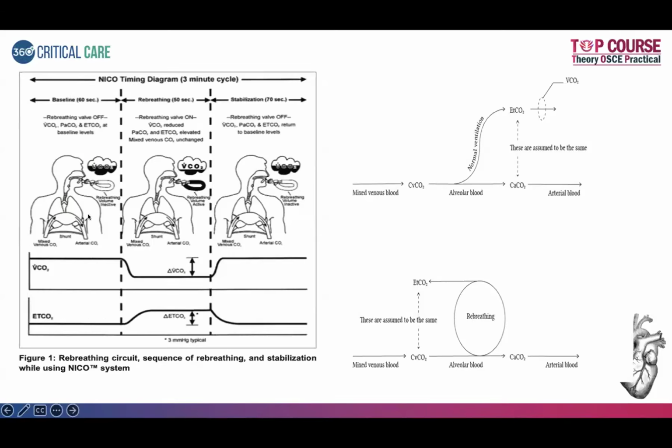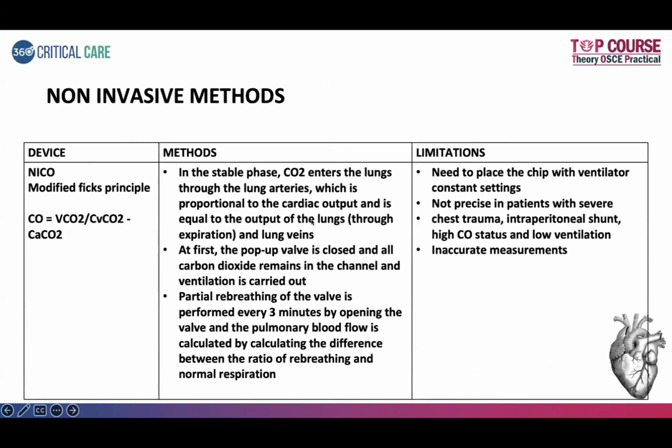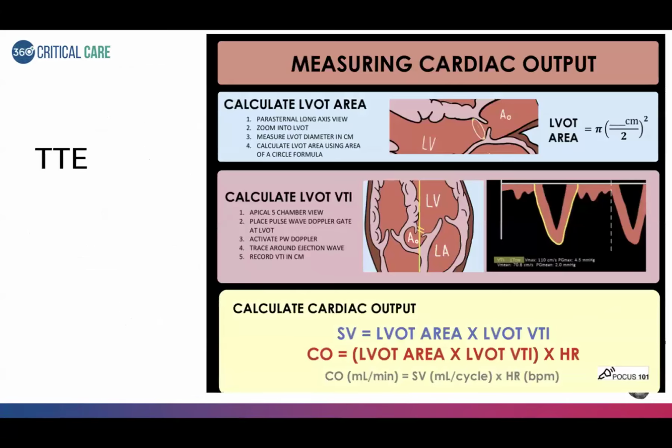So you have baseline characteristics for 60 seconds, and then you make the patient rebreathe for 50 seconds, and then you close the valve again. So the patient starts breathing back to the baseline. So this difference, as an indirect indicator through the Fick principle, gives us the cardiac output value. But limitations would be, we have to keep the ventilator settings constant. It may not be possible with patients with chest trauma, intrapulmonary shunt, or a high cardiac output status, or low ventilation. In such cases, there could be inaccurate measurements.